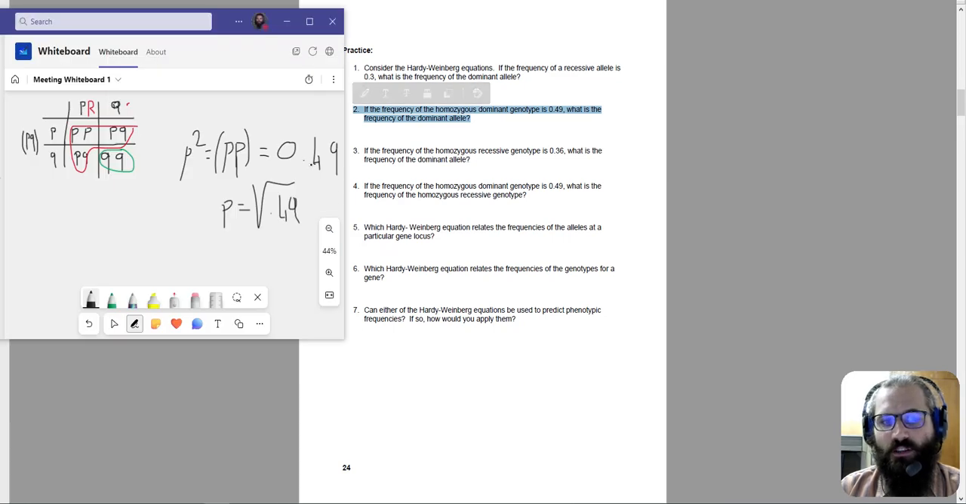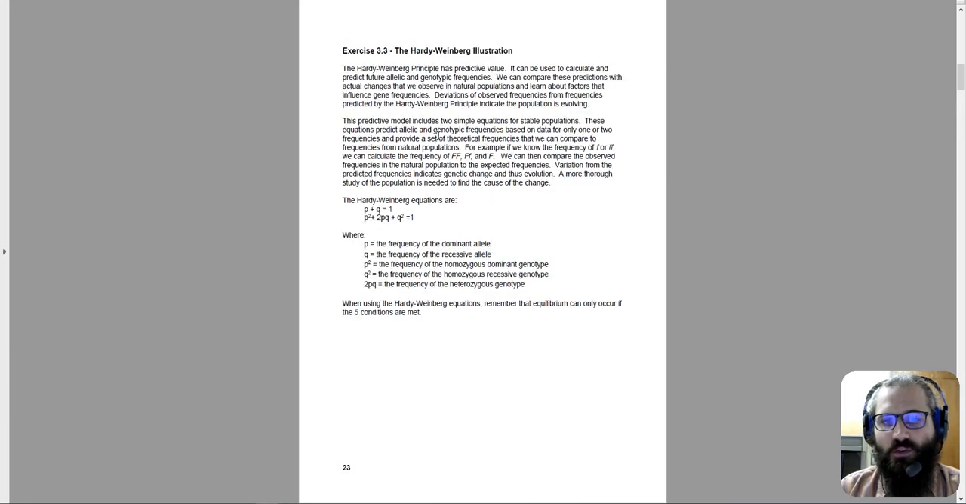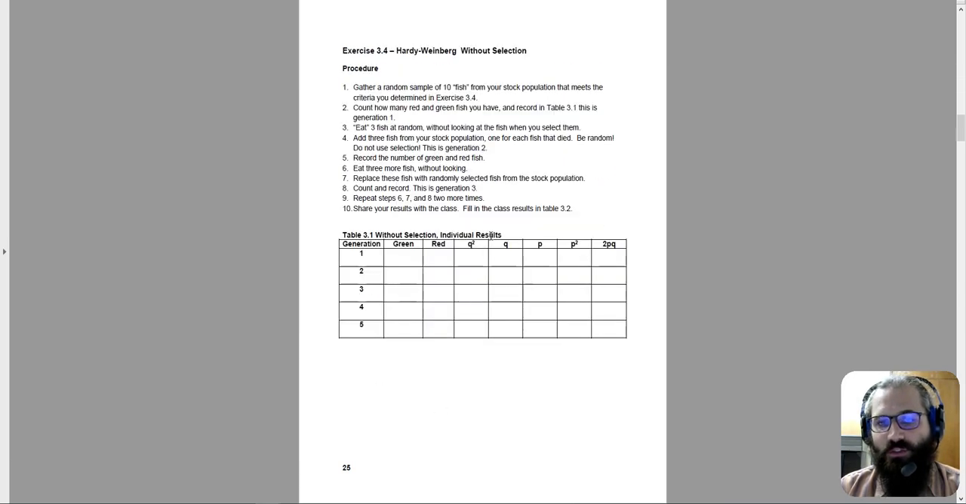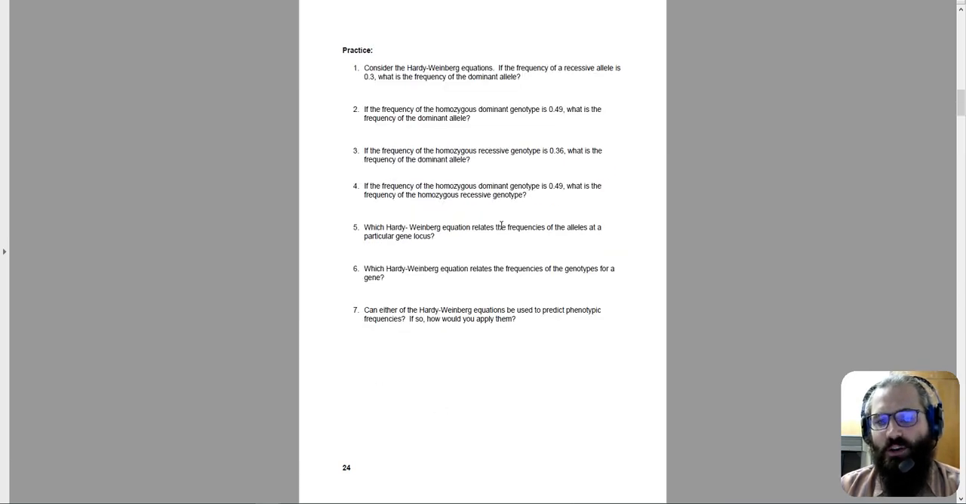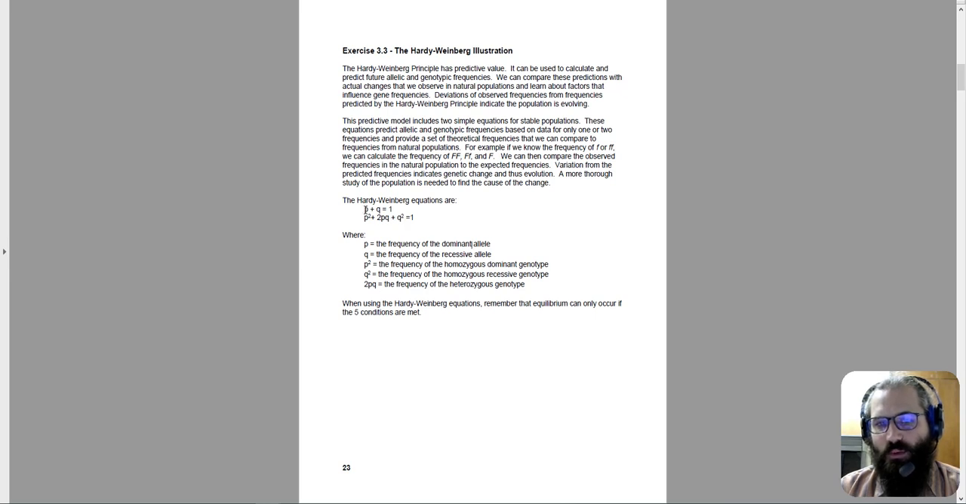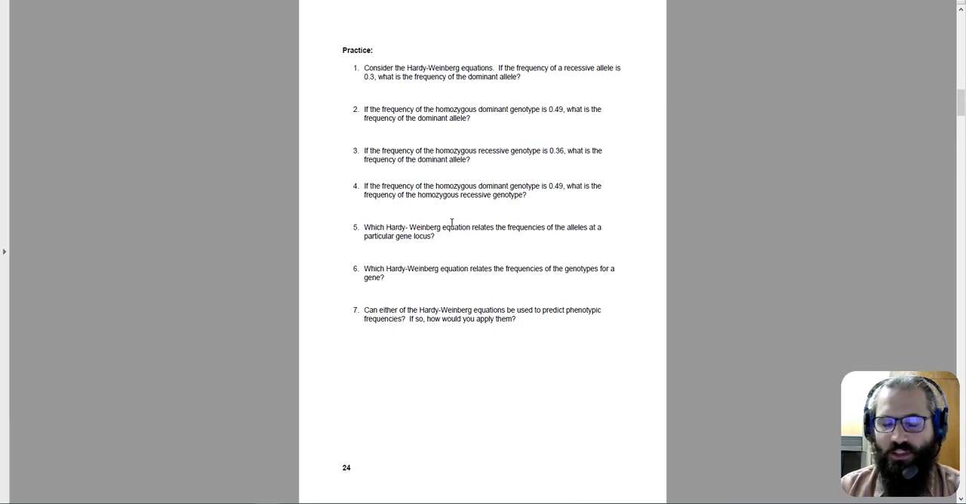So don't forget that sometimes you need to use the equation they show you here, and sometimes they ask you to just use that p squared. You can square root it to get p, right? And that is going to teach you how to fill those tables afterwards. So I let you explore all that. Remember that p plus q equals 1 is the allelic frequencies, whereas p squared plus 2pq plus q squared equals 1 are the genotypic frequencies. It's important to remember and differentiate the two.